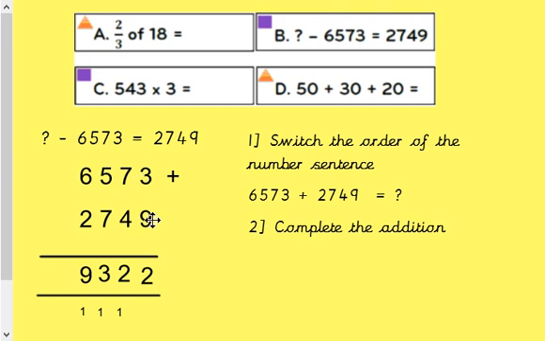So over here I've set up a column addition. So 3 plus 9 is 12, 7 plus 4 would be 11, and then add the 1 in would be 12, and then 5 plus 7 would be 12, and add 1 to make 13, and then 6 plus 2 would be 8, and add in the 1 there would be 9. So the answer would be 9,322.